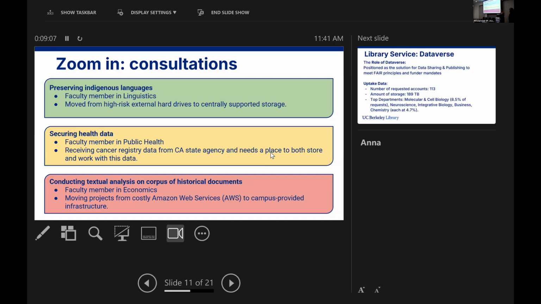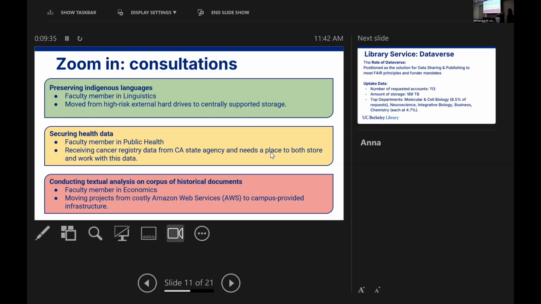One of the next ones was securing health data. This was a faculty member in public health. Some of the more complicated consultations came from public health and social welfare. They were getting cancer registry data from a state agency, and this comes along with a very specific data use agreement about where it can be worked on, where it can be stored. And we were able to identify a secure research data compute platform where they could both store and work with the data in a very secure environment.